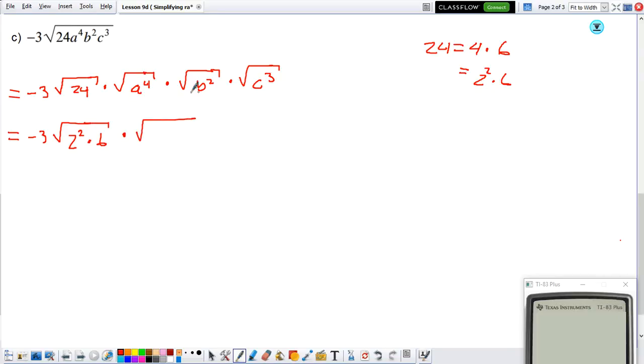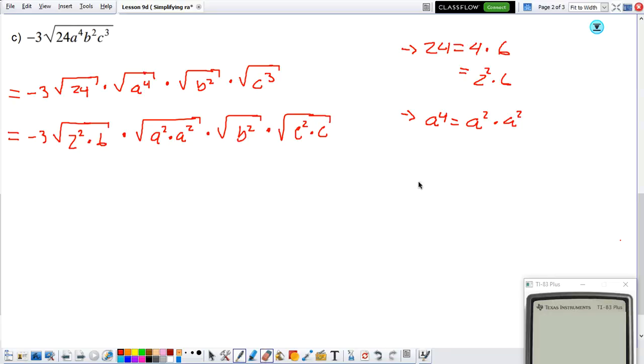Times a to the fourth. Is there a way for me to rewrite a to the fourth as an exponent of 2? Well, a to the fourth is a to the second times a to the second. So let's rewrite that. b to the second is already written as an exponent of 2, so nothing you can do about it. And c to the third I can rewrite as c to the second times c. Okay, let's erase this so you will not get confused. It's not part of the work, this is just some extra stuff on the side.